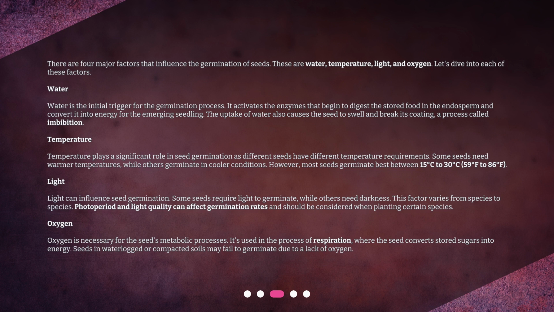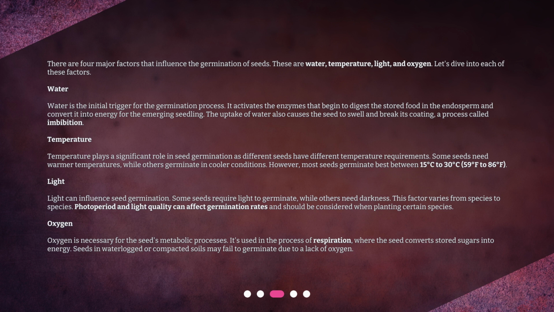Water is the initial trigger for the germination process. It activates the enzymes that begin to digest the stored food in the endosperm and convert it into energy for the emerging seedling. The uptake of water also causes the seed to swell and break its coating, a process called imbibition.